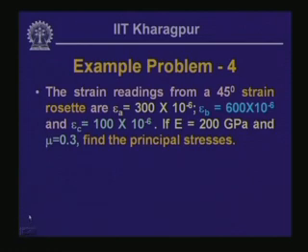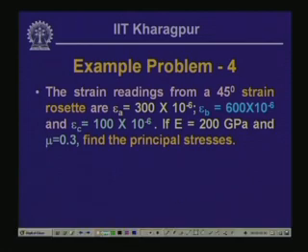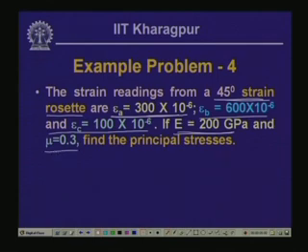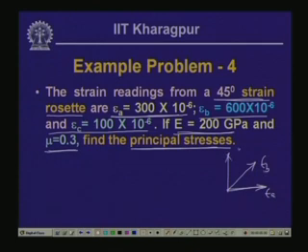Now, let us look into this particular problem, which is based on the aspects we have discussed today, where the strain readings from a 45 degree strain rosette are epsilon A is this much, epsilon B is this much, and epsilon C is this much. If E is equal to this and mu is this, what will be the values of the principal stresses? Now, as you have seen, we have rosettes which are oriented in 3 different directions. This is epsilon A, this is epsilon B, and this is epsilon C.